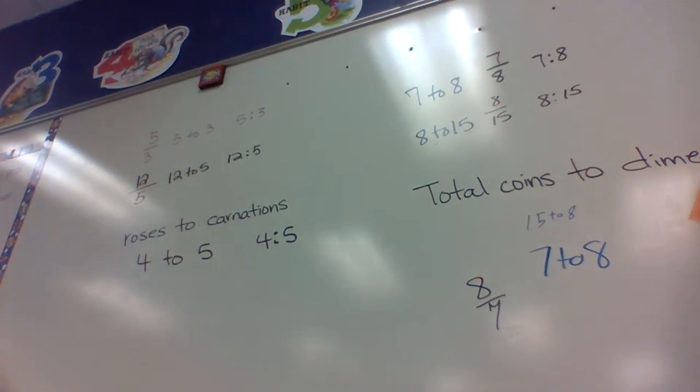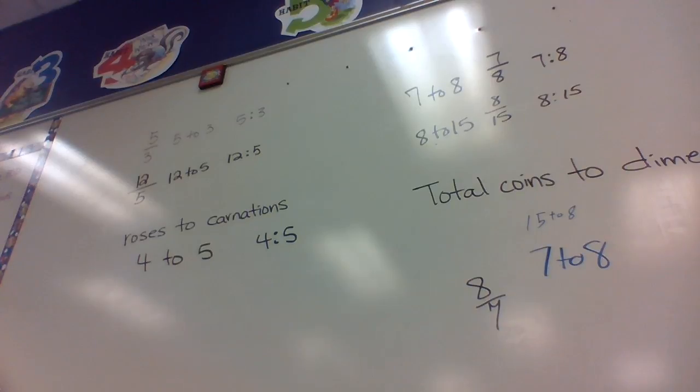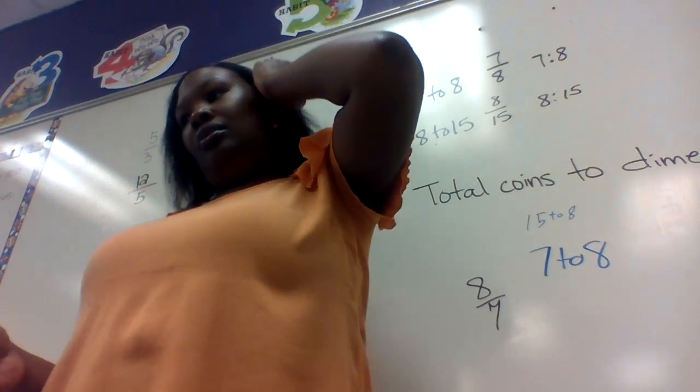If you put quarters first and dimes second, then you turn it around and put dimes first and quarters second, those aren't the same ratio. So 8 to 7 and 7 to 8 are different. Okay, so the ratios are not the same.